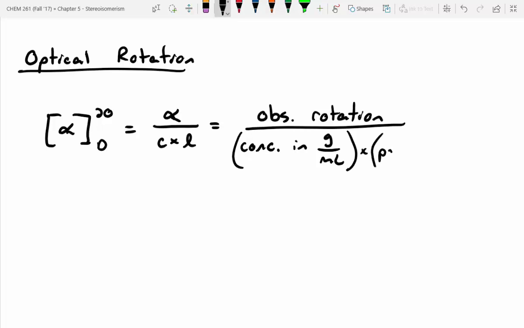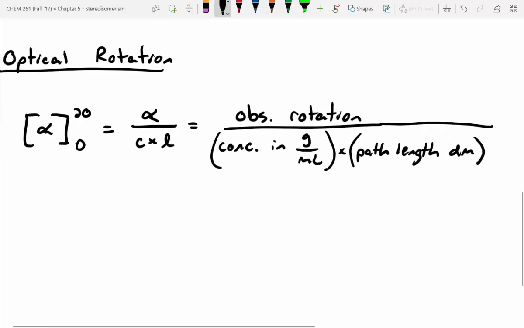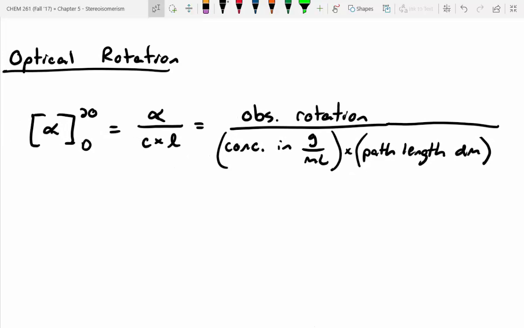And then the path length. And the path length in this case is actually going to be in decimeters. I remember talking with my Chem 110 class last spring, and they were asking me, when does deci ever get used as a prefix, because they had never seen it. And I actually thought about it long and hard, and I was like, well, the only time I've seen deci used as a prefix is with optical rotation. It's pretty much the only time you see it.